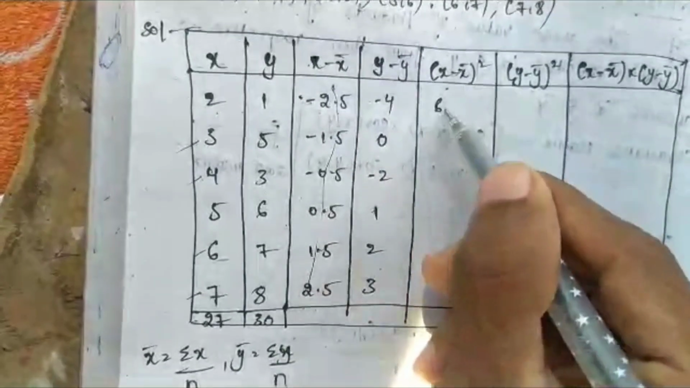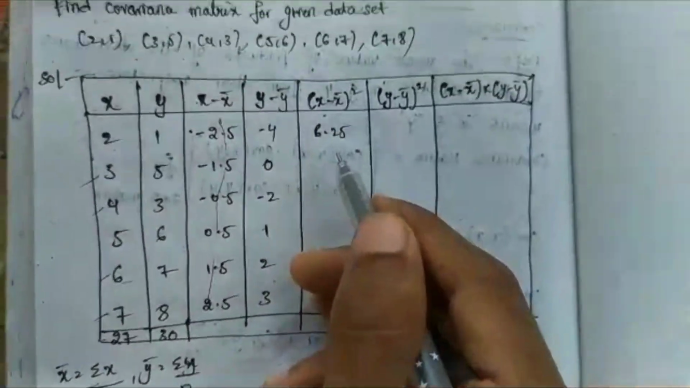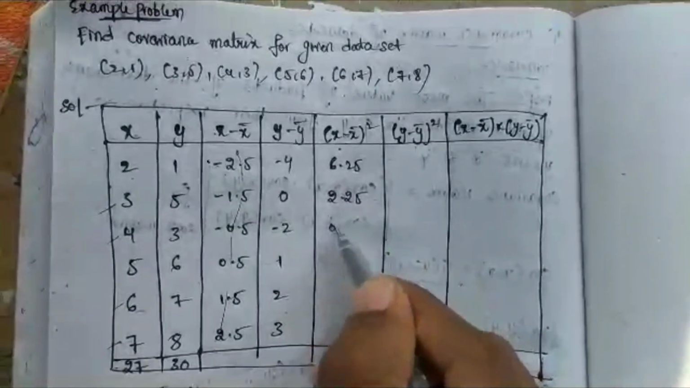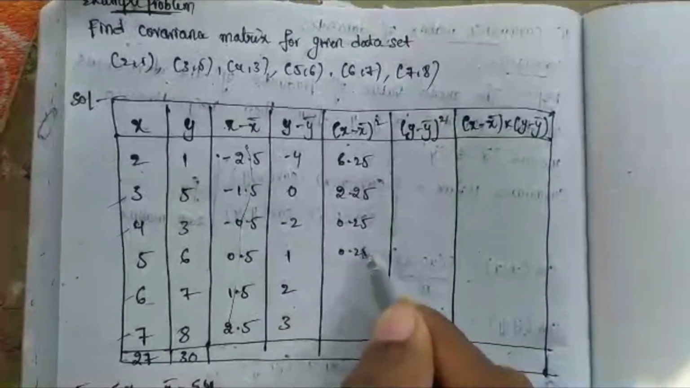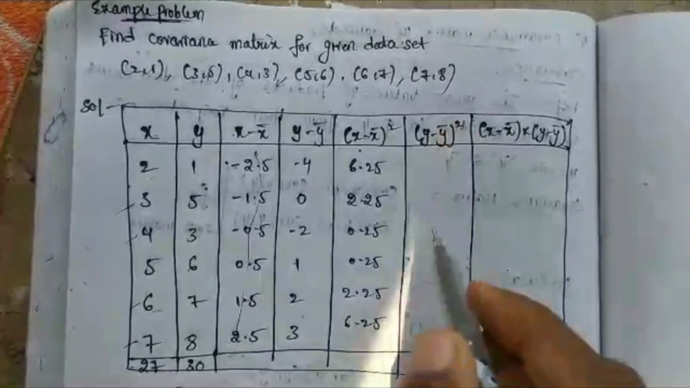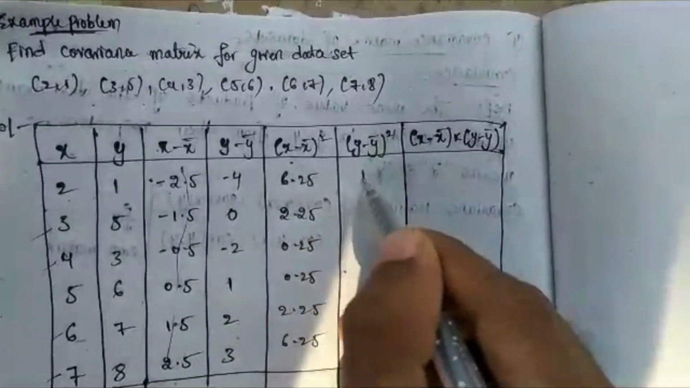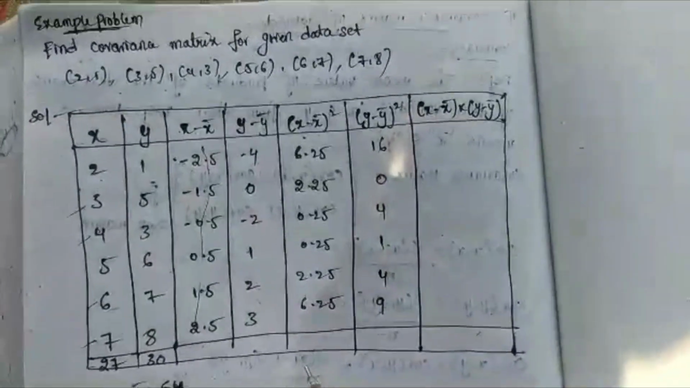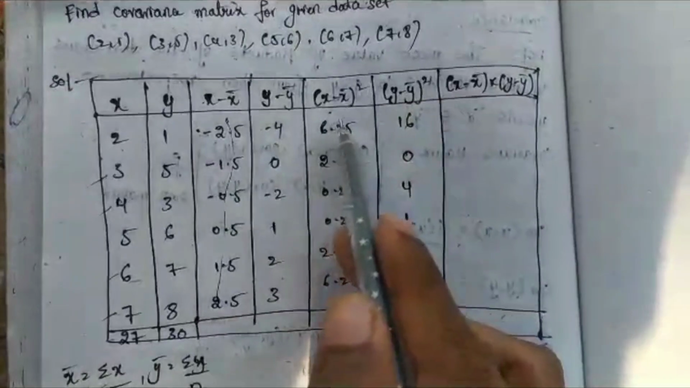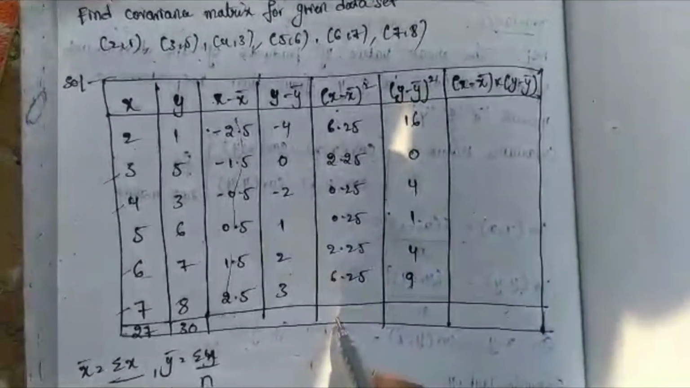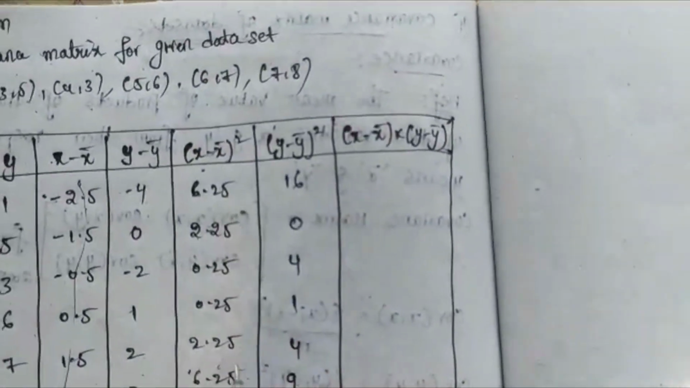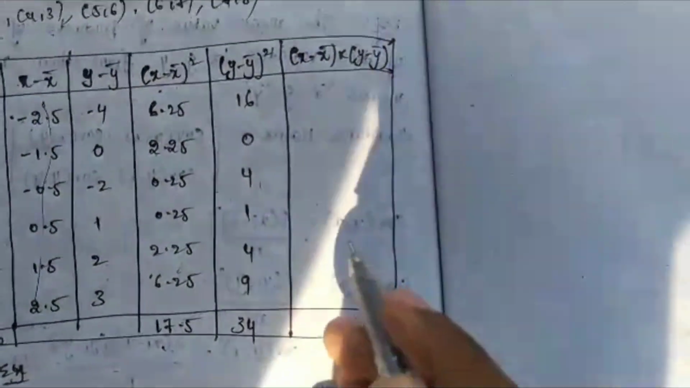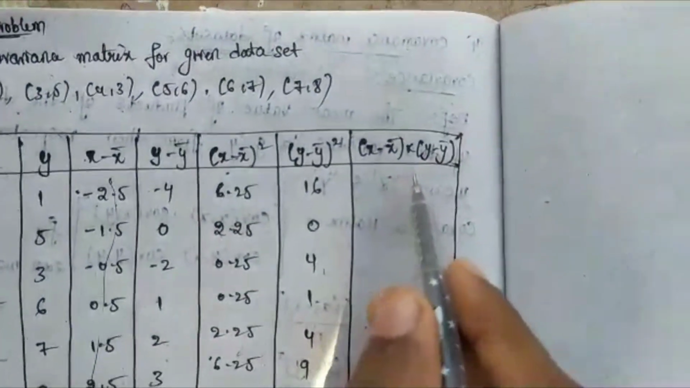In this column we square the x minus x bar values. Minus 2.5 whole square means 6.25. Minus 1.5 whole square means 2.25. Minus 0.5 whole square means 0.25. Then 0.25, 2.25 and 6.25. Similarly, y minus y bar whole square: minus 4 whole square is 16, 0, 4, 1 square 1, 2 square 4, 3 square 9. And we do the summation of x minus x bar whole square, which totals 17.5, and the total sum of y minus y bar whole square is 34.